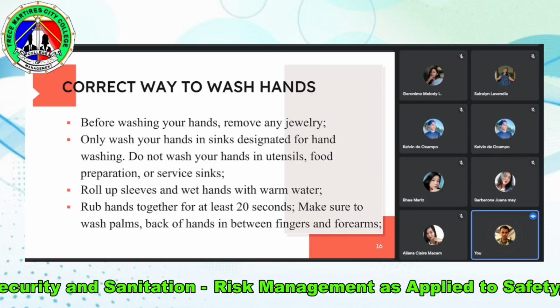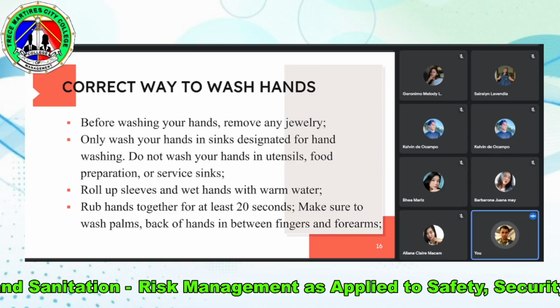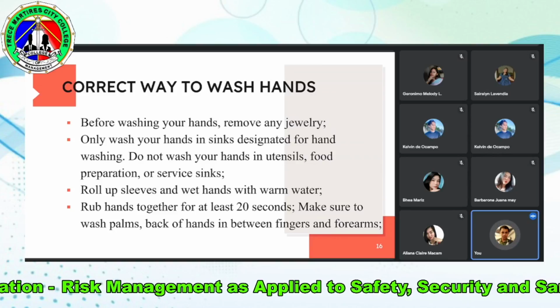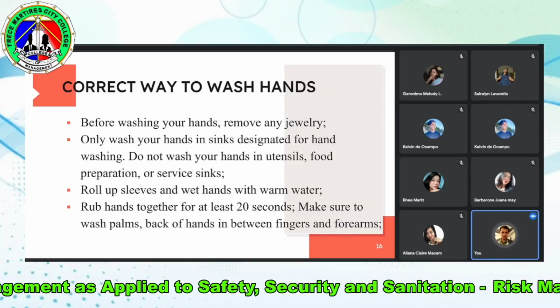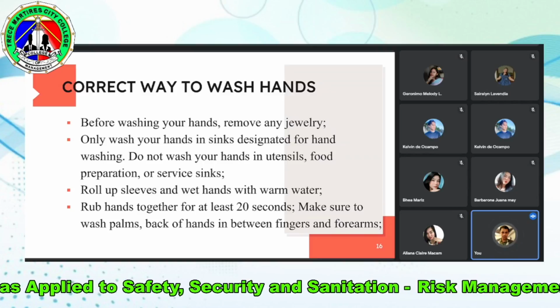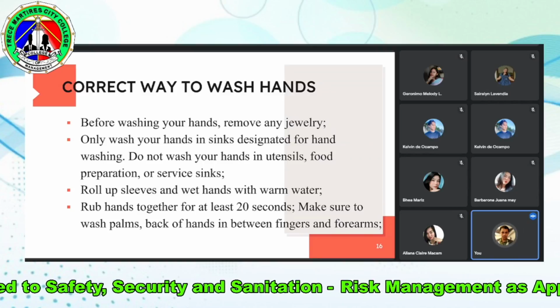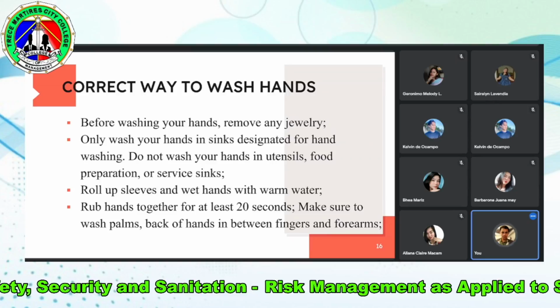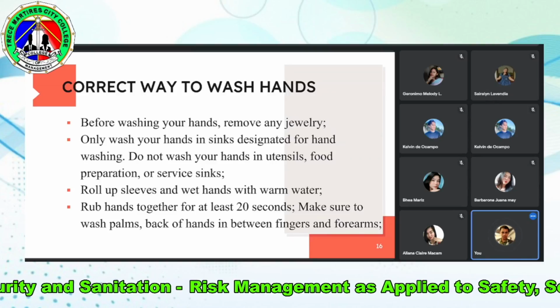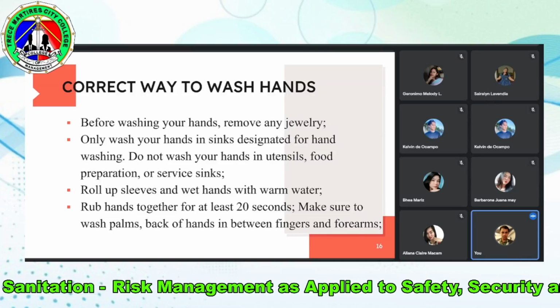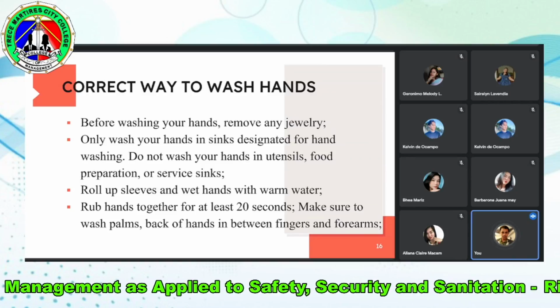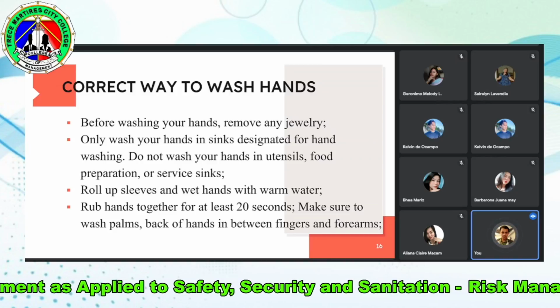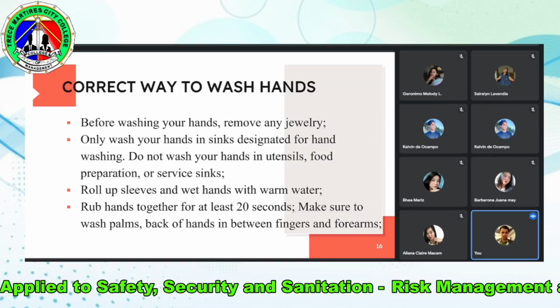Alright? So, when you rub your hands together for at least 20 seconds, when you start rubbing, you count 1001, 1002, 1003, 1004, 1005, 1006, 1007, 1008, 1009, 1010. And then another one, 1001 up to 1010. That's 20 seconds.